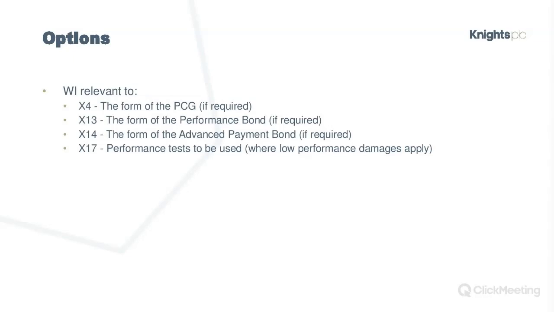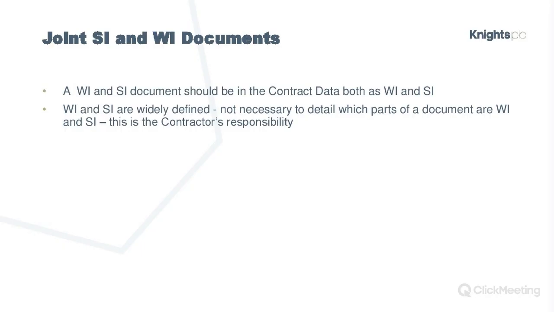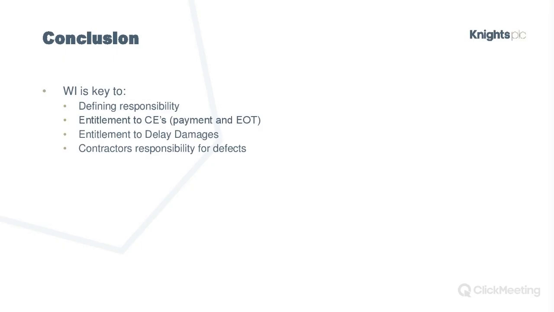And then X17, performance tests if you're having performance damages in the contract. Again, I suspect that's pretty rare for your contracts. One thing to be careful about is a joint site information and works information. You just need to think about how that impacts on your work. Usually it favours the employer more than the contractor, because it just means that it's so much wider for the contractor to comply with, particularly if that ambiguity clause has been changed as well.